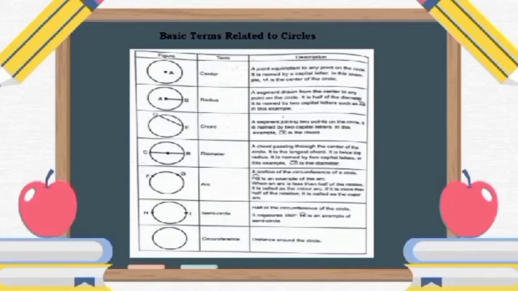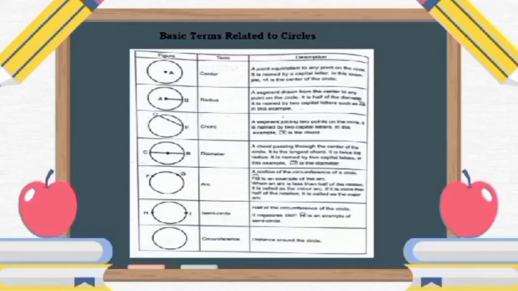The fourth one is the diameter: a chord passing through the center of the circle. It is the longest chord. It is twice the radius. It is named by two capital letters. And in this example, CB is the diameter.